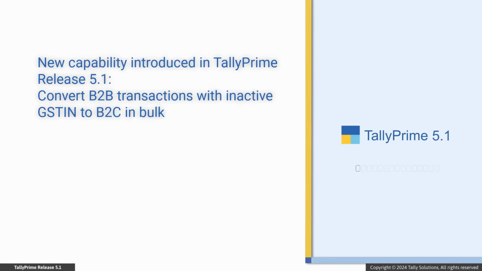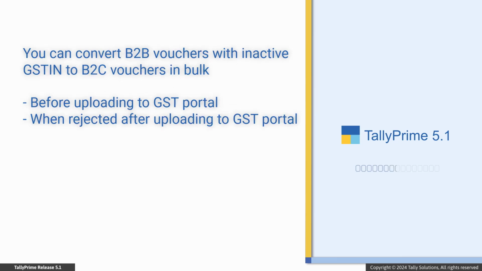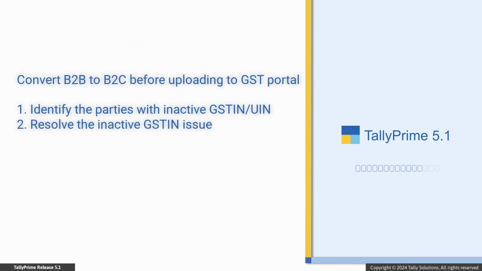In this video, you will understand the new capability introduced in Tally Prime Release 5.1 to convert B2B vouchers with inactive GSTINs to B2C vouchers in bulk. This will prevent rejections by the portal and delay in filing. You can convert vouchers with inactive GSTINs before upload, and vouchers rejected after upload to GSTN due to inactive GSTIN UIN.